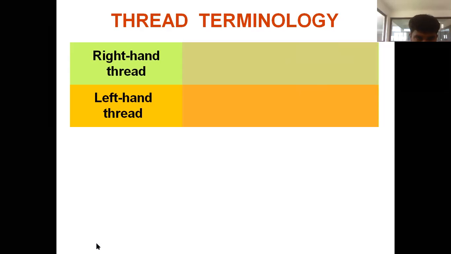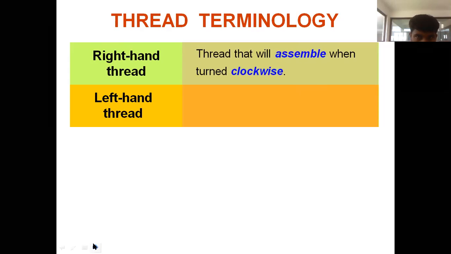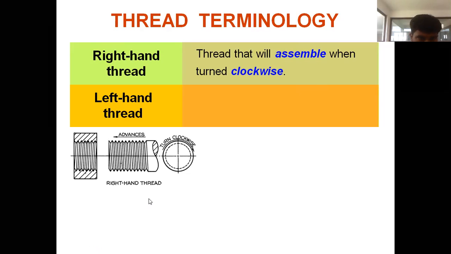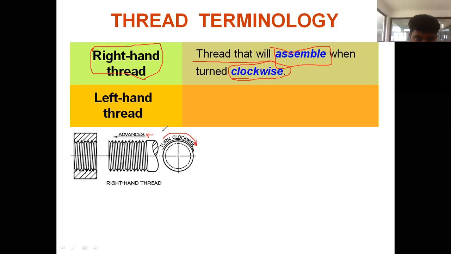The right hand thread and left hand thread. Right hand thread: a thread that will assemble when it is turned clockwise. So that is called the right hand thread. You can see over here, this thread advances only when it rotates in a clockwise direction. So this is the external thread and this is the internal thread, where they are going to match only when turning in the clockwise direction.